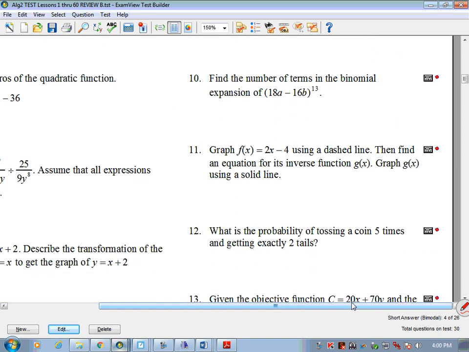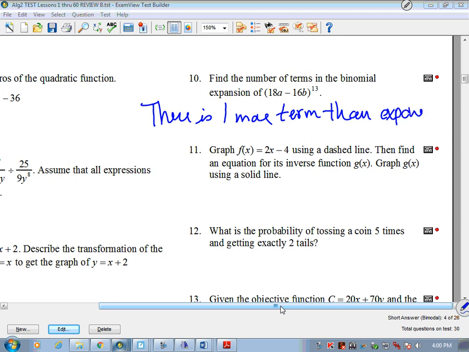Okay, let's come back up to number 10. Binomial expansion. All right, this one's a lot easier than it looks, especially because they say it's to the 13th. It looks very, very difficult. All we need is one sentence here that tells me that I understand that there is one more term than exponents. So I know that there will be 14 terms because there are 13 exponents. It is to the 13th, so there are 14 terms.